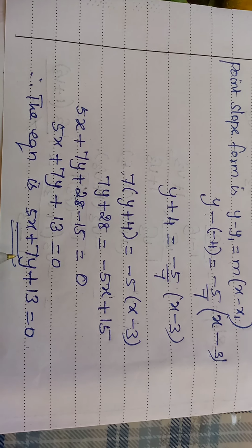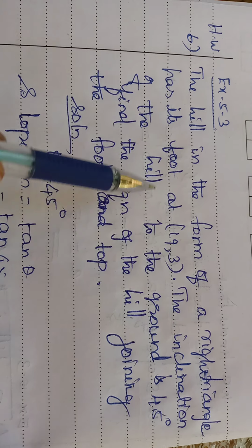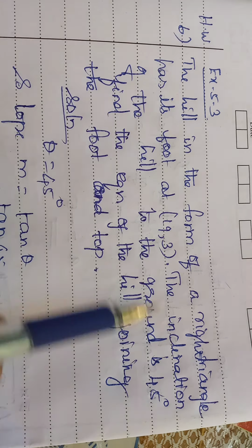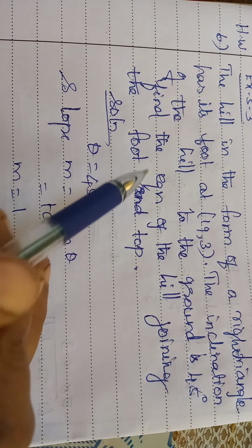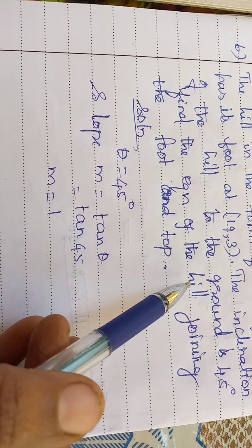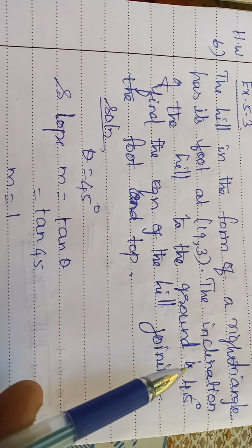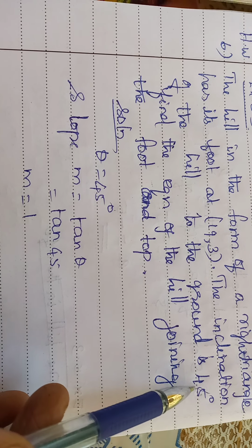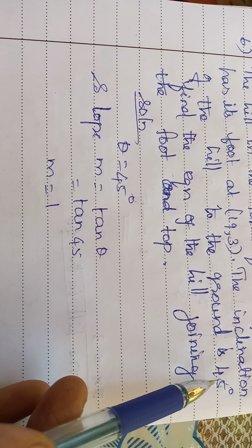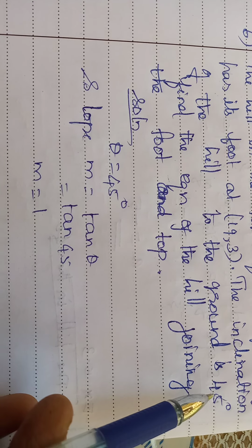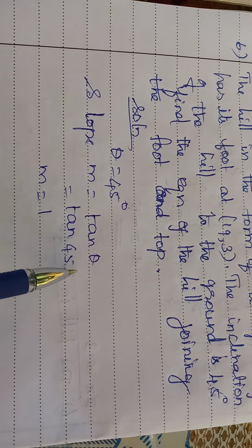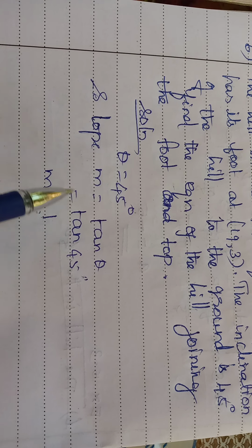Understood, students? There is a homework, the same model only. The hill in the form of a right triangle has its foot at (19, 3). The inclination of the hill to the ground is 45 degrees. Find the equation of the hill joining the foot and top. So we have to see what is given and what we have to find out. Angle of inclination is given, which means theta, so we can find the slope. Theta is equal to 45 degrees, and we know the formula slope m is equal to tan theta. So tan 45 degrees value we know is 1. So we got the slope value.